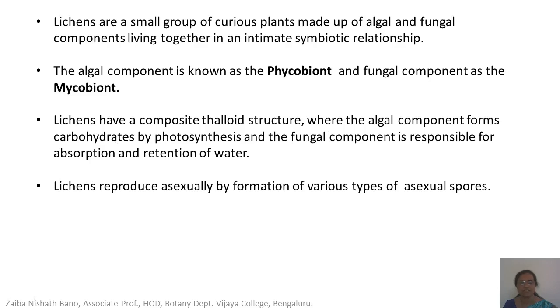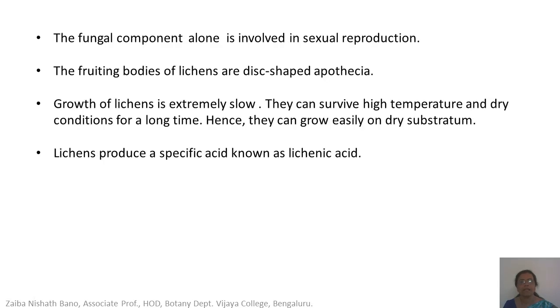Now these lichens have certain other features also. They reproduce asexually by forming various types of asexual spores. We will come to that a little later. The fungal component alone is involved when it comes to sexual reproduction. The fruiting bodies of lichens are cup-shaped structures called the apothecia.